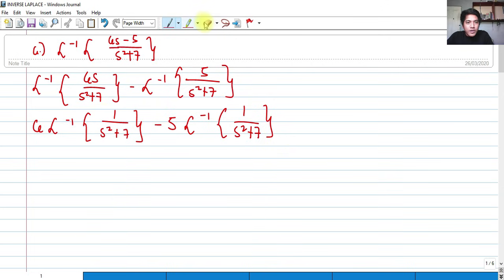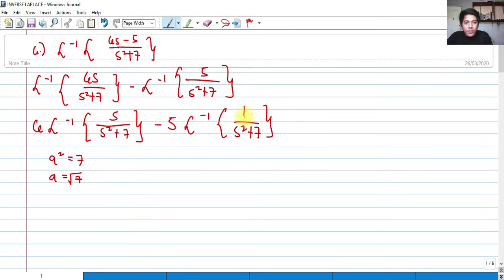We have an s here. I'm so sorry, this should not be 1, this should be s. This is a cosine because we have an s in the numerator, and the value of our a squared is 7. So our a should be the square root of 7. So we can easily evaluate the inverse Laplace of this.